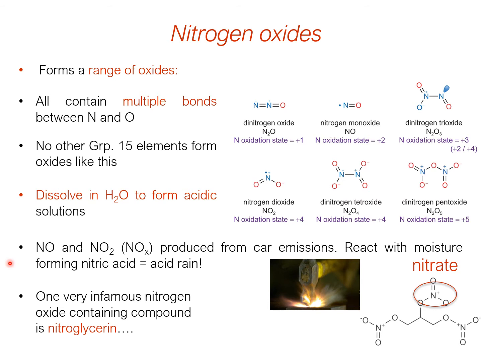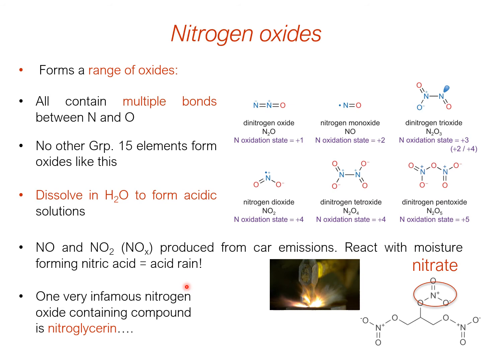So NO and NO2, as I was saying, are both formed in engines and contribute to car emissions, and they're collectively called NOx. And as all of these can, they react with moisture, such as clouds, to form nitric acid, and that's where acid rain comes from.